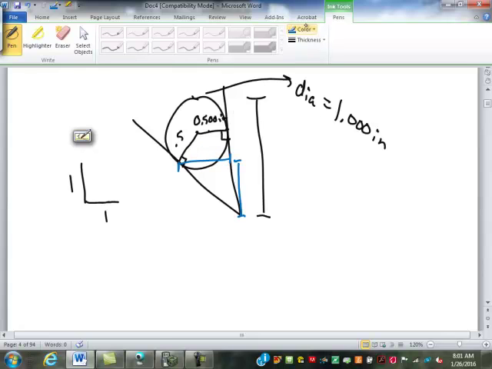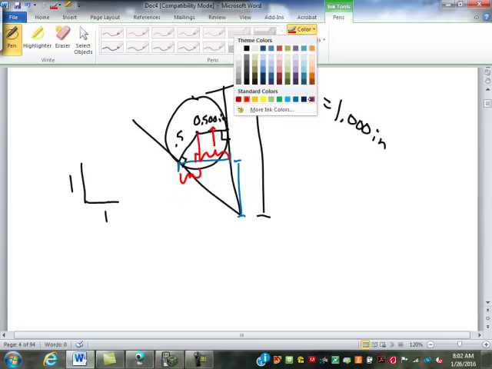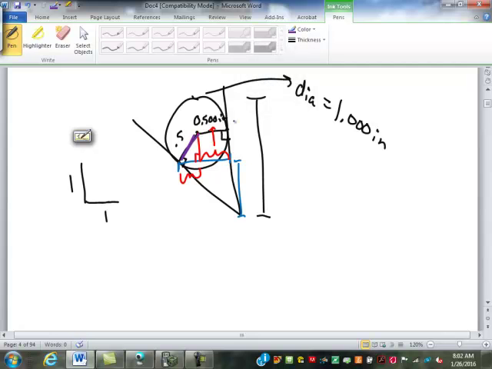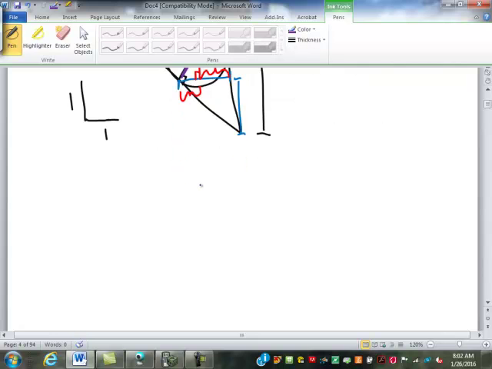Well, I know if I extend this down here that this portion is how big? 0.5 inches, correct? This has got to be a right angle. So if I could find this dimension, I could make it work, couldn't I? Well, I'm going to focus on this line right here and what I can do with it. That line is 0.5 inches.